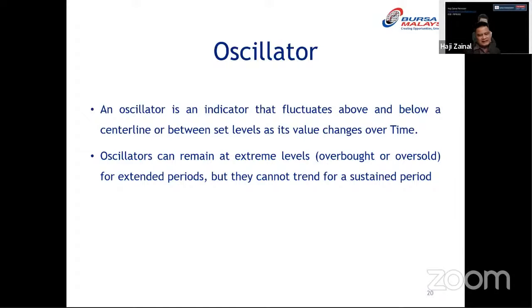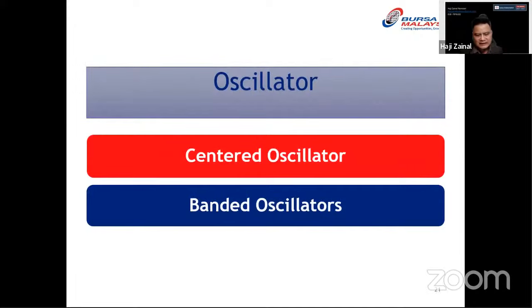Oscillators can remain at extreme levels, which means overbought or oversold, for an extended period, but they cannot trend for a sustained period. There are two types of oscillators, or two styles. One is centered oscillators. Another is banded oscillators.